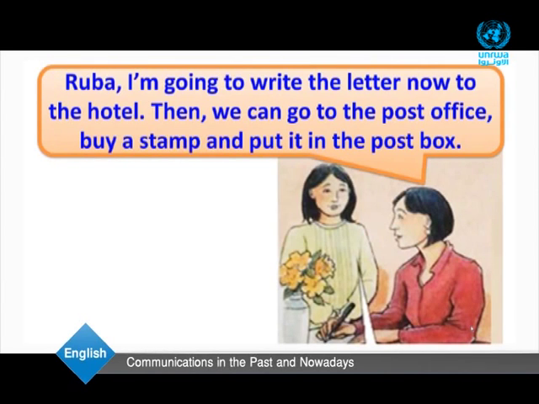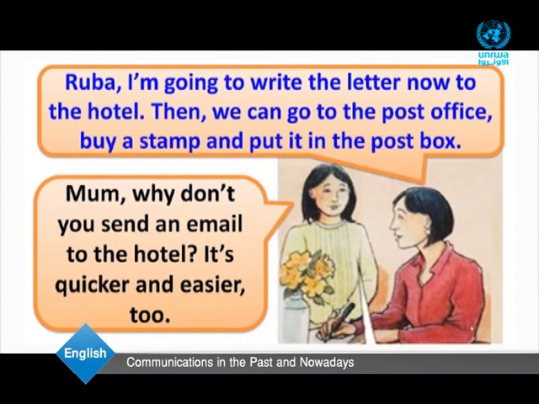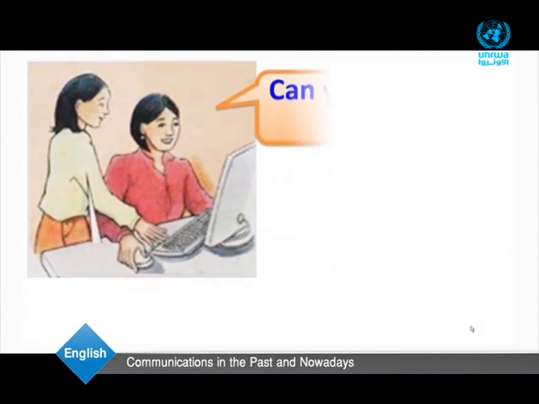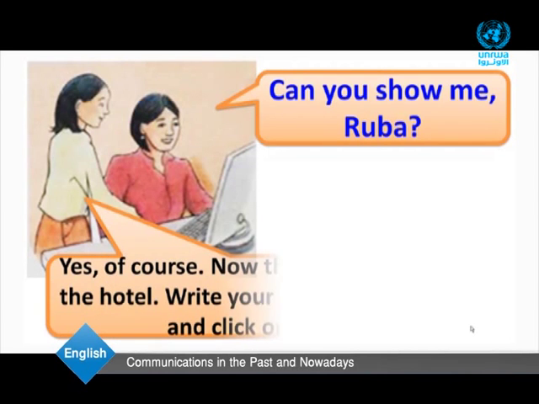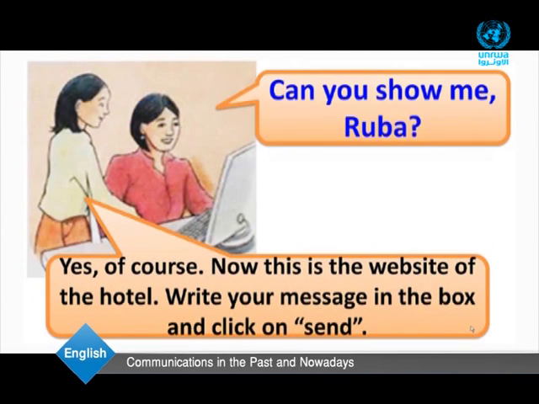Ruba, I'm going to write the letter now to the hotel. Then we can go to the post office, buy a stamp, and put it in the post box. Mom, why don't you send an email to the hotel? It's quicker and easier too. Can you show me, Ruba? Yes, of course. Now, this is the website of the hotel. Write your message in the box and click on send.